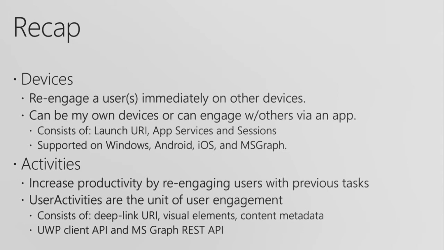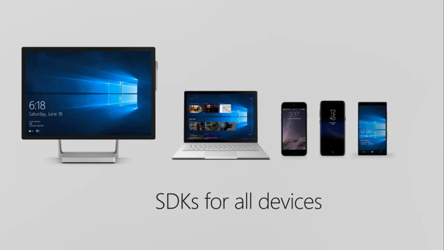And it really consists of those three key elements: the deep link URIs, the visual elements, and then the content metadata, like what's important about the specific thing I was working on. Right now, we do offer the UWP API for Windows. And for other non-Windows devices, you can use MS Graph. So if you're on iOS or Android, or even a web experience, you can start publishing activities through MS Graph. And we do have SDKs for all devices.